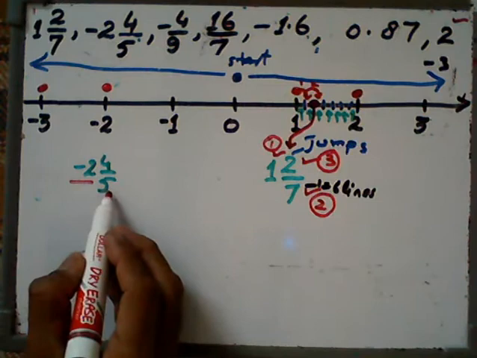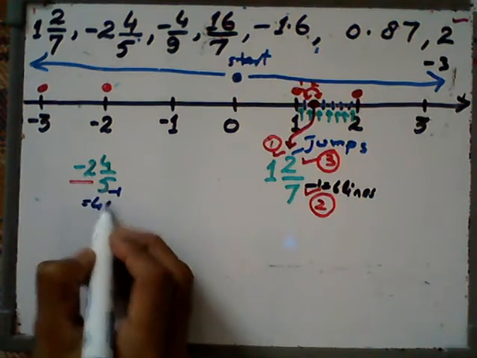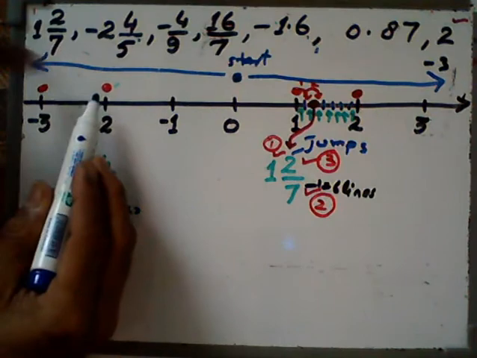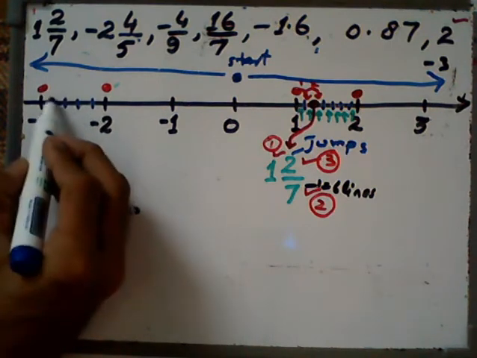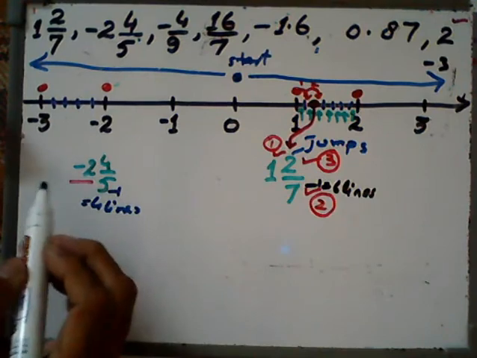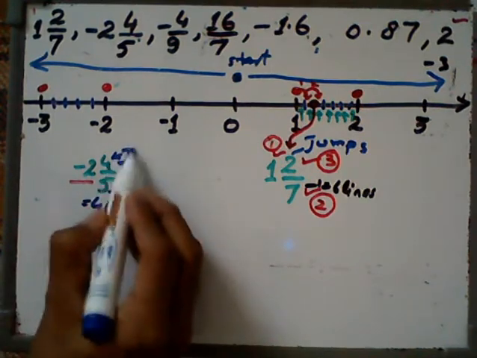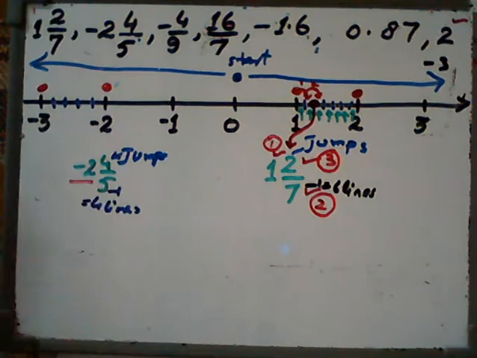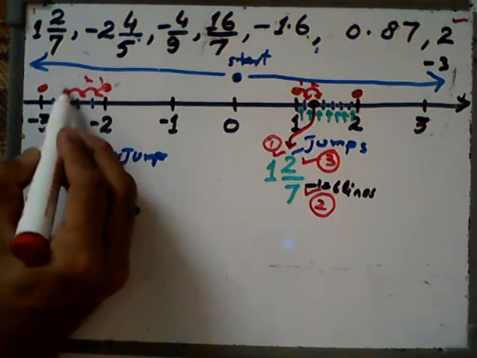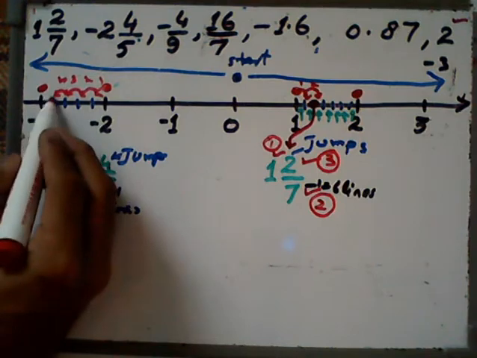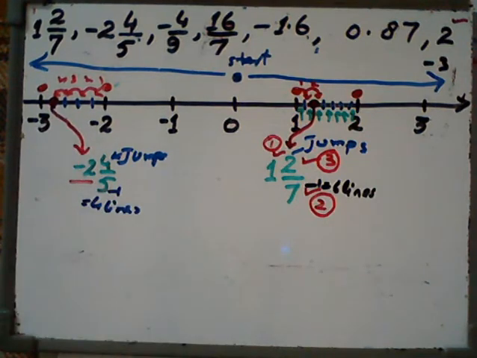Now 5 means minus 1, which means 4 lines. So we'll be drawing from minus 2 towards the left side, 4 lines. So 1, 2, 3 and 4. So we have seen that there are 4 lines and it's jump. This is showing the jumps, that how many jumps we need to make. We need 4 jumps, so we are making 4 jumps from here. First jump, second jump, third jump and fourth jump. So this is our last position. So this point is representing minus 2 whole 4 by 5.